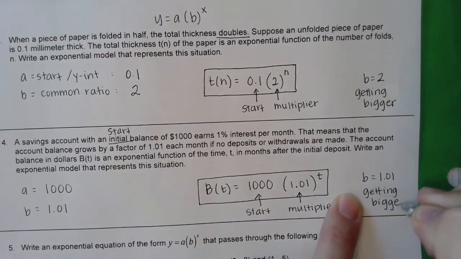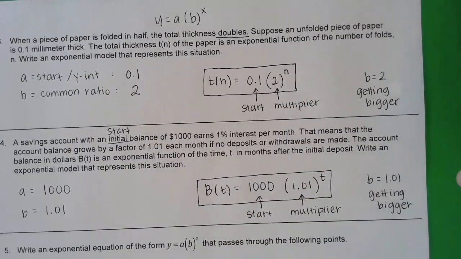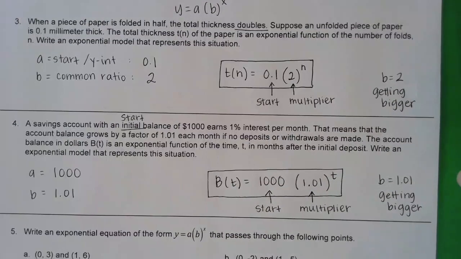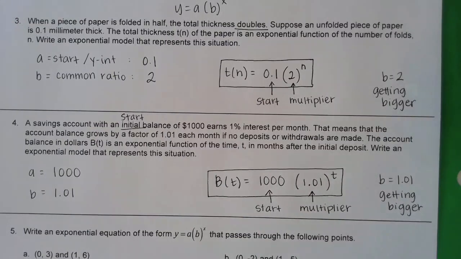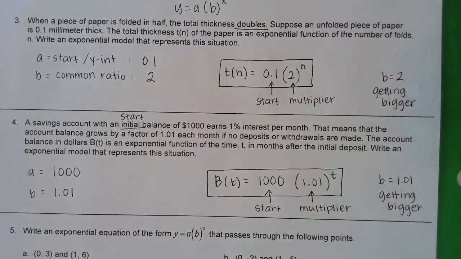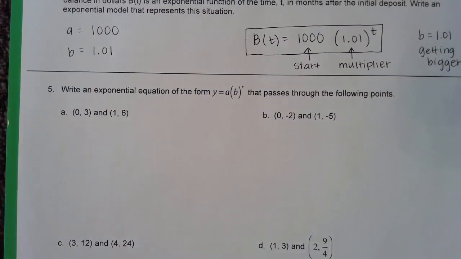If the number inside the parentheses is a number that's in between 0 and 1, it means that the function is going to be getting smaller. It's going to be an example of something called exponential decay, and we'll practice that more in the coming days.